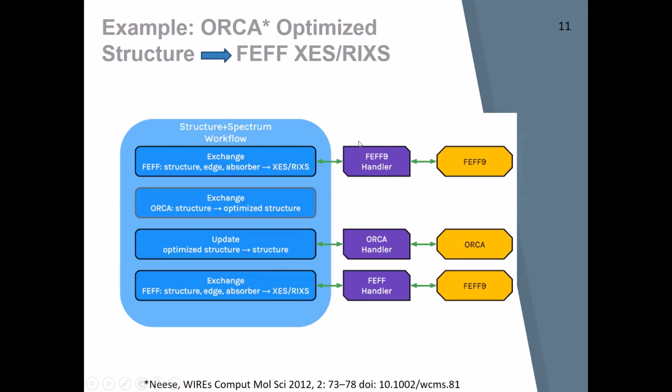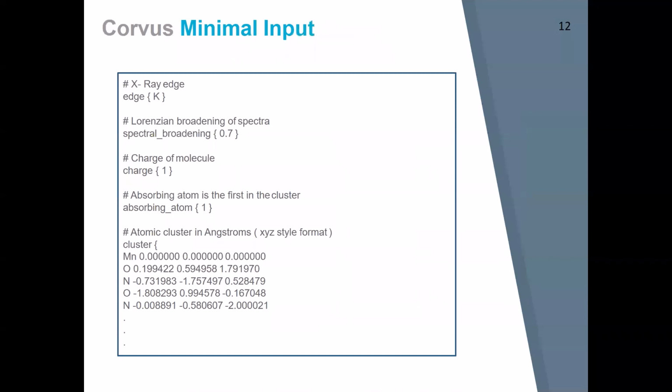So it passes this to the FEFF9 handler. And then you have another exchange which gives the structure to ORCA, and then this produces an optimized structure, and then updates the system database, and again passes this information to the FEFF handler, which produces input for FEFF9, and finally you get XES and RXES of this optimized structure.